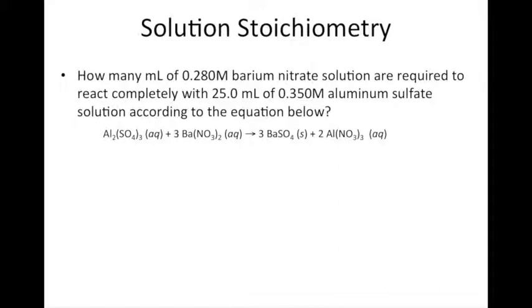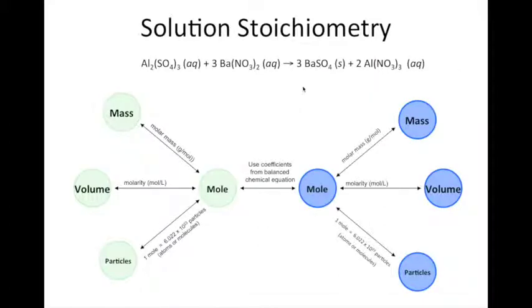Now pause the video again the second time and see if you can solve for milliliters of barium nitrate needed. Pause the video and give it a try. Okay. So let's look at our strategy. In our problem, we're given the volume and molarity of aluminum sulfate. So we're given the volume over here and the molarity. So we can use that to convert it into moles of aluminum sulfate. Again, whatever we're given, convert it to moles.